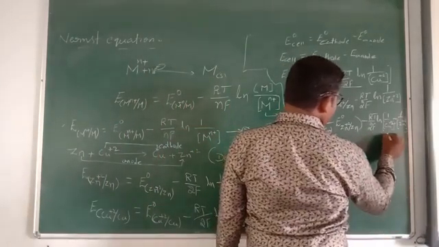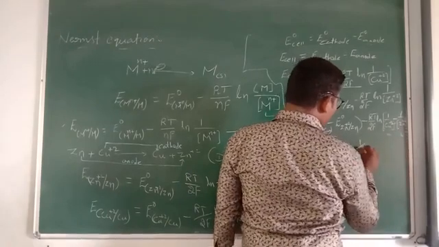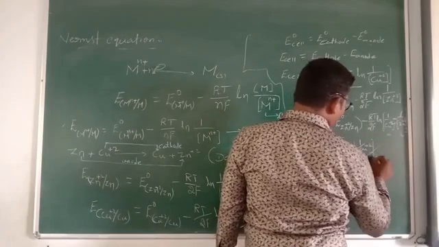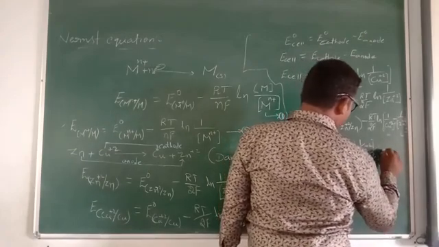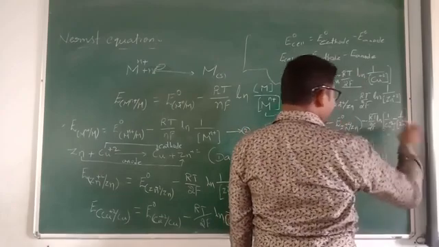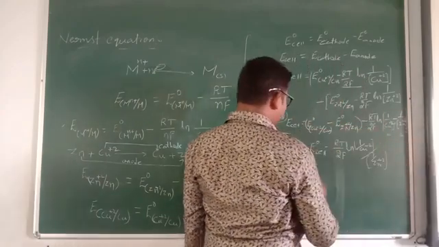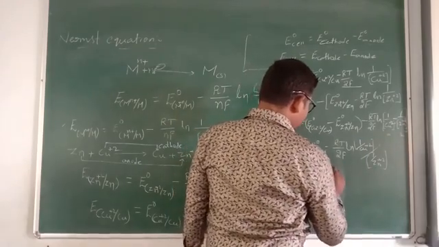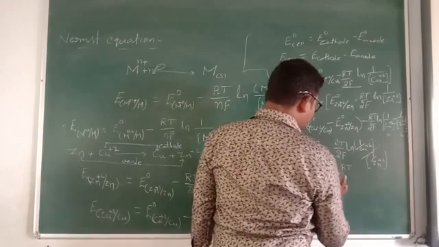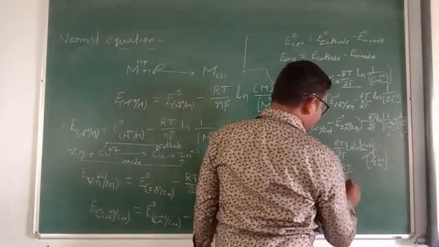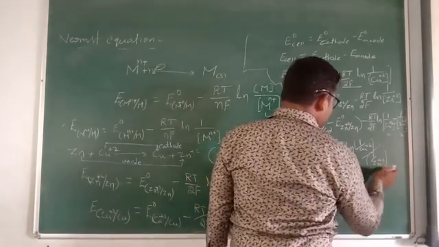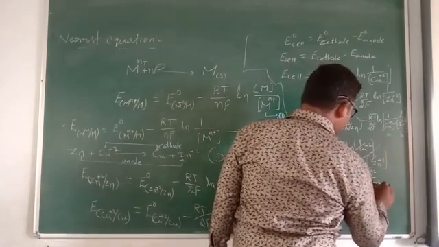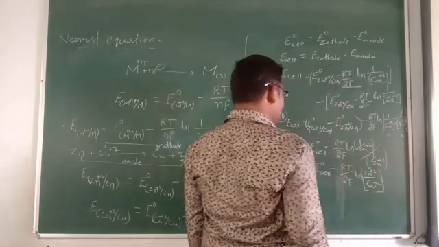A by B means this is A and this is B. So 1 by Cu plus 2 ions concentration divided by 1 by Zn plus 2 ions concentration. If we write this, Zn will come up. So E cell is equal to E naught cell minus RT by 2F ln, Zn plus 2 by Cu plus 2. So this is the formula.